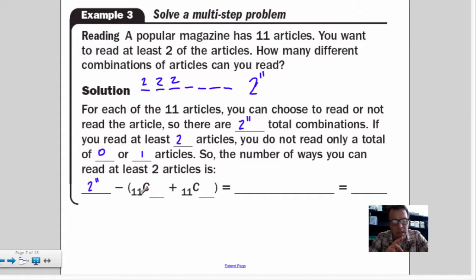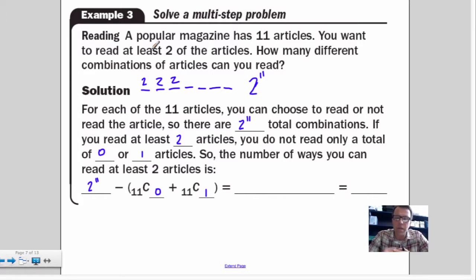Then subtract away the case where I don't read. So I would pick 0 from 11. And then also subtract away the case where I read only 1. And then you should, what's the next case? When you read 2, oh, that's part of at least 2, includes 2. And then pick the case where you read 3 articles. Well, that's definitely part of at least 2.